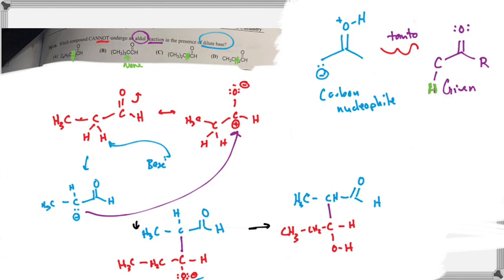Is this now an aldol reaction? What's the name of the blue functional group? An aldehyde. What's the name of the red functional group? An alcohol. What did I just make? An aldol. There's your aldol reaction. Didn't even need to know it.